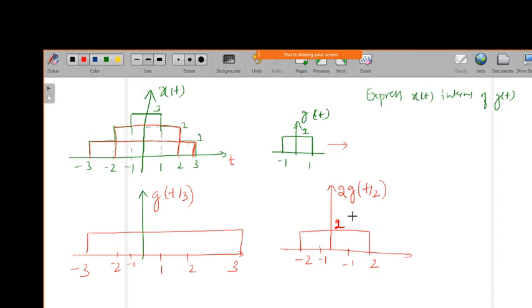Yes, sir. So now similarly I want to do this one, that is from -1 to 1, the amplitude is 3. So now simply if I take g of t and scale it by 3, that is amplitude scaling, what will I get? I will get, from -1 to +1, the amplitude scaling, that is 3 times g of t. Okay.